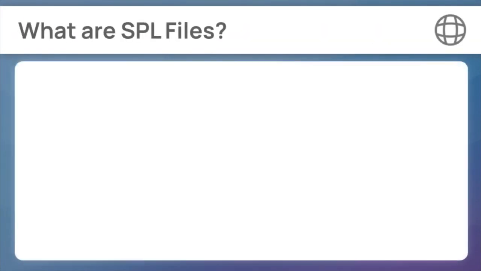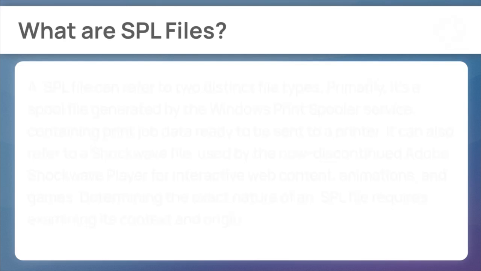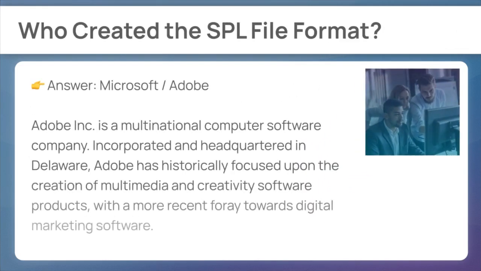A SPL file can refer to two distinct file types. Primarily, it's a spool file generated by the Windows Print Spooler service, containing print job data ready to be sent to a printer. It can also refer to a Shockwave file used by the now discontinued Adobe Shockwave Player for interactive web content, animations, and games. Determining the exact nature of an SPL file requires examining its context and origin.